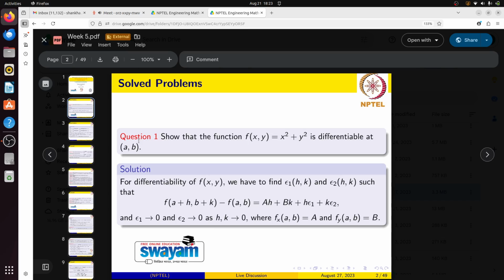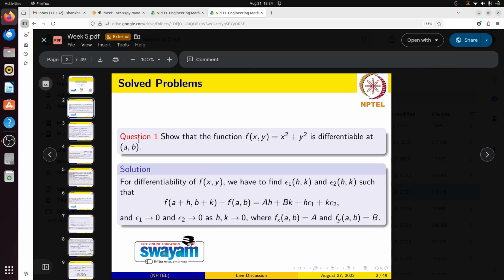So first of all, consider f(x,y) equal to x square plus y square. We need to show that it is differentiable at any point (a,b). Now x square plus y square is a quadratic polynomial, and this type of quadratic polynomial is very nice in the sense that it is continuous everywhere in R2 as well as differentiable everywhere in R2. But still, to remind you of the definitions, I shall again discuss its differentiability part, how to prove that they are differentiable.